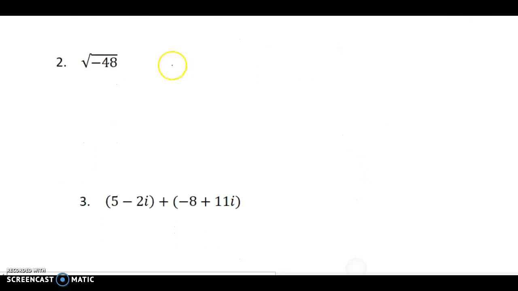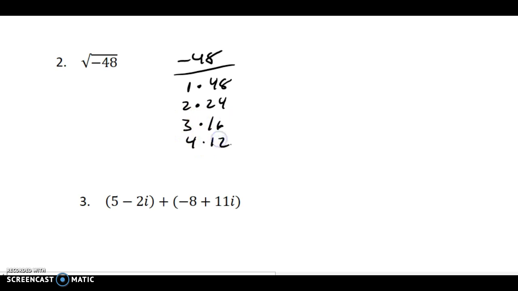Negative 48 is no different. We can make a list of this. Many students get really good at this. Again, we're not going to worry about the negative because it'll come out as an i. 1 and 48, 2 and 24, 3 and 16, 4 and 12. Now 1 and 48 is gone. Same 2 and 24, because neither of those we can square root. We can square root 16 and we can square root 4.